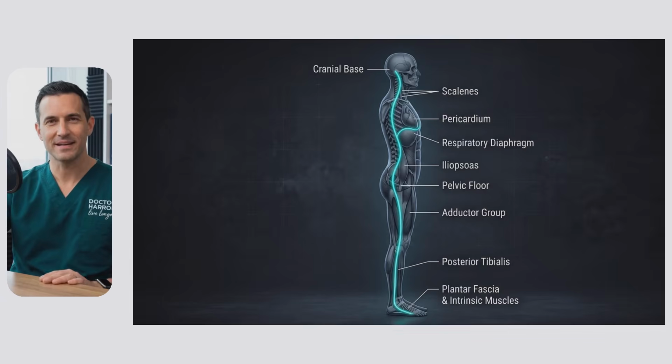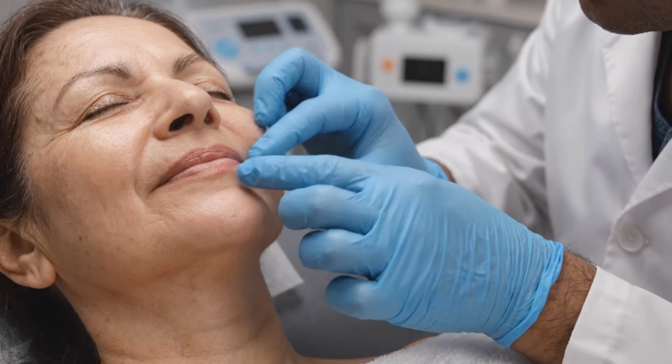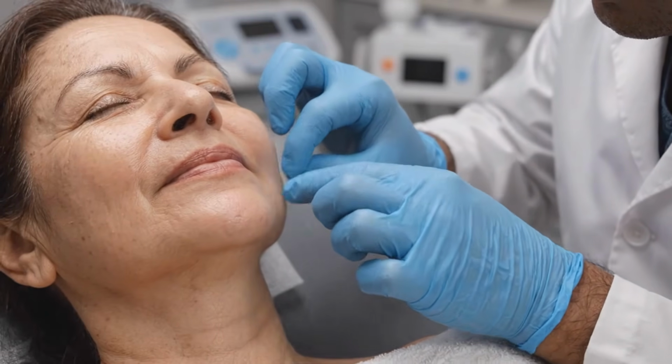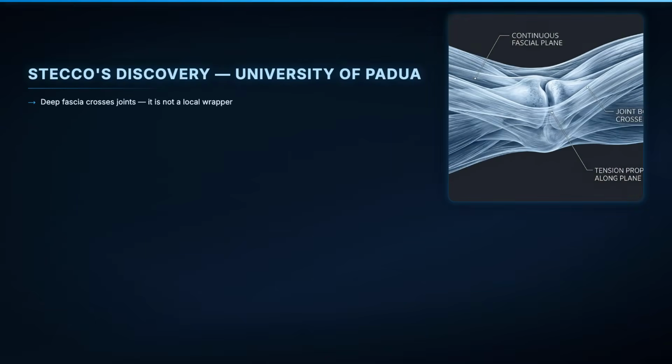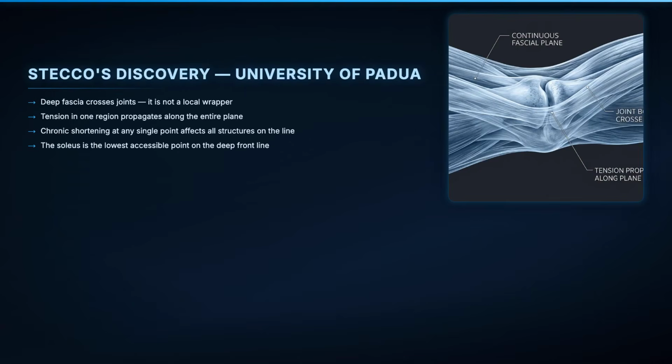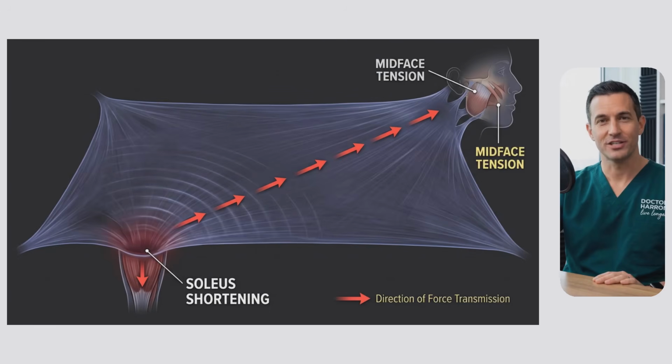One line, unbroken fascial continuity from sole to skull. Carla Stecco's dissection work at the University of Padua has provided some of the most detailed imaging of these fascial continuities. Her lab demonstrated that the deep fascia isn't simply wrapping around individual muscles. It forms continuous planes that cross joints and span regions.